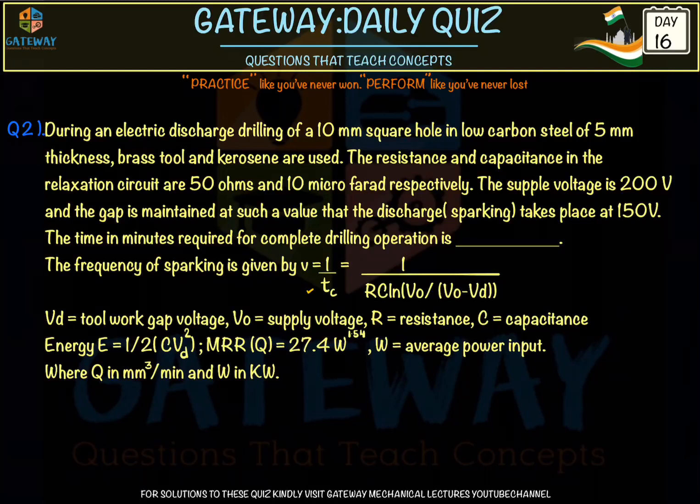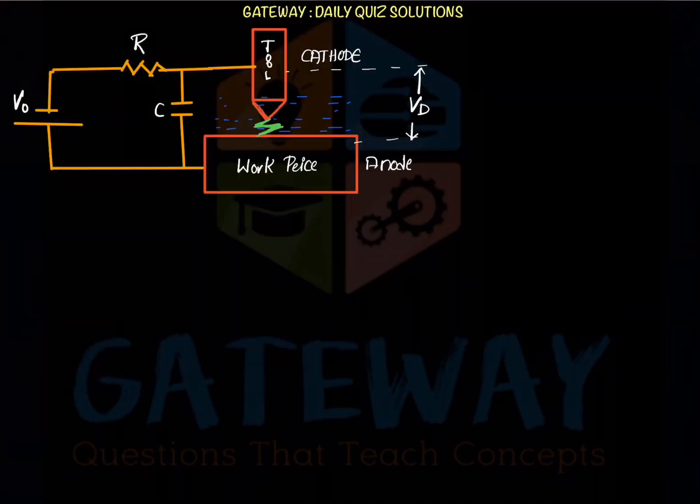Okay, first we'll see the circuit and then we'll just proceed into the question. So this is an RC circuit used for electric discharge machining. Generally this tool and workpiece will be in a medium of dielectric fluid. Generally it will be kerosene, and here the tool is cathode and workpiece will be the anode, the same.